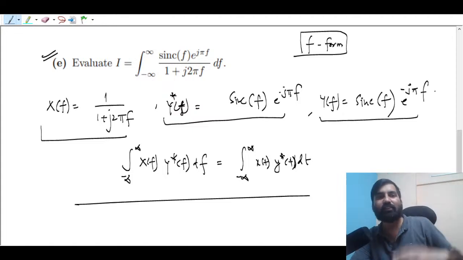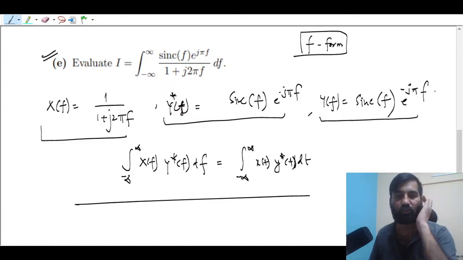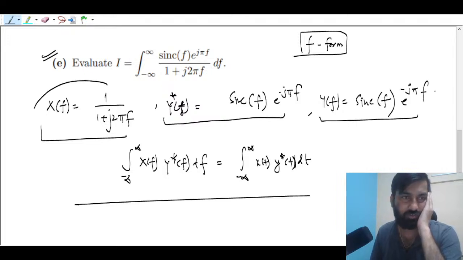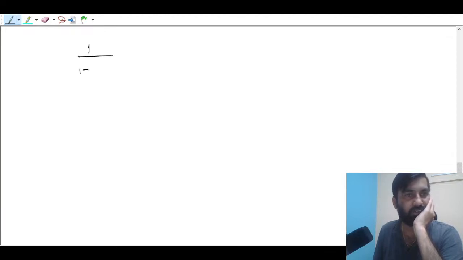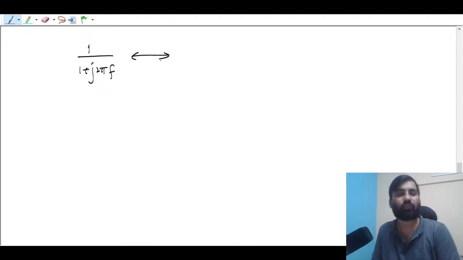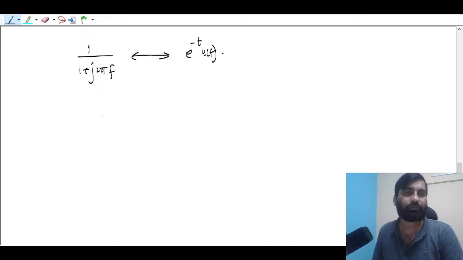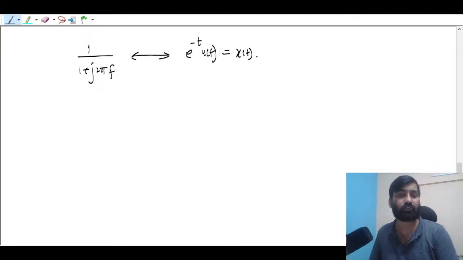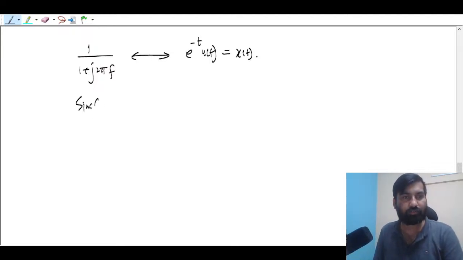So you have to find the inverse Fourier transform of this. What is the inverse Fourier transform of 1 over 1 plus j2 pi f? It is e^{minus t} u(t). I hope this makes sense. This is x of t, from the known Fourier transform. And sinc f e^{j pi f} has the Fourier transform, right?